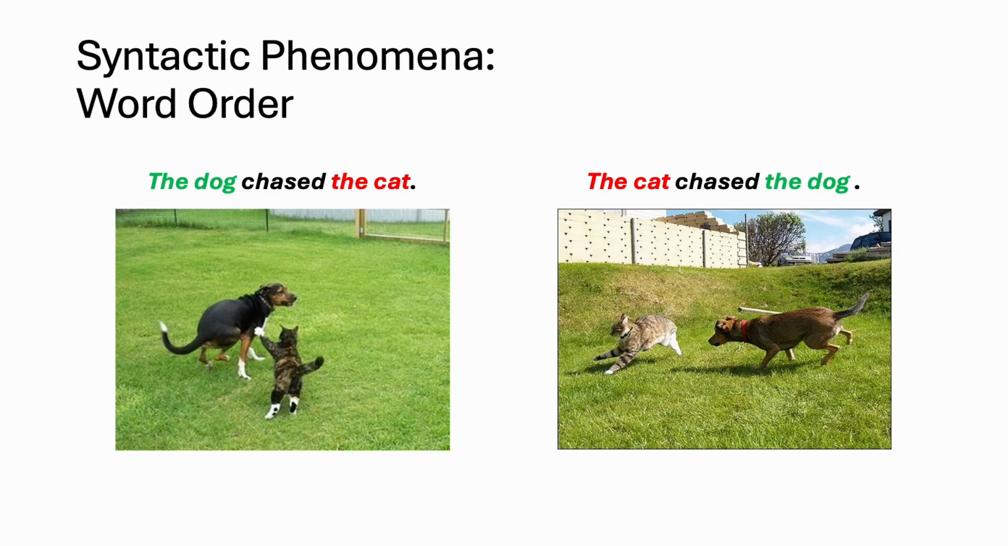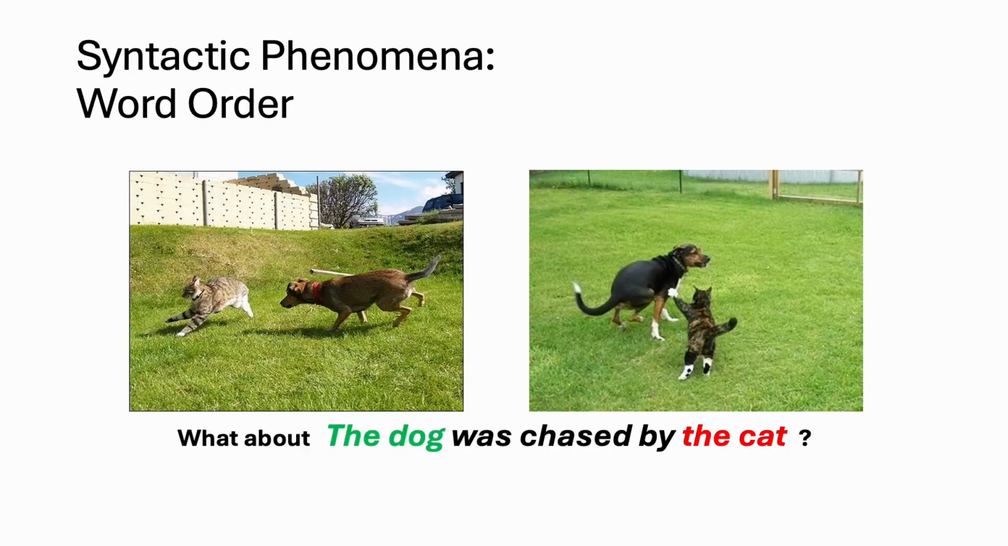But then we get weird sentences, like this one. What about the dog was chased by the cat? So here we have the dog in subject position, but the dog is not the one doing the chasing. The cat is the one doing the chasing. So what's going on here?